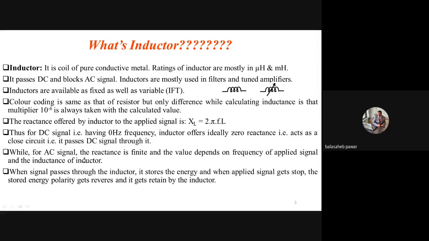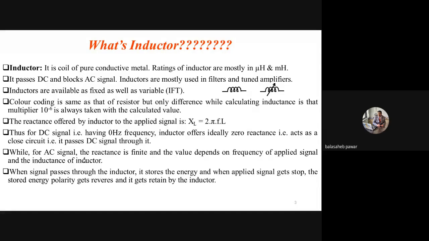Then color coding, again it is somewhat the same. Even the standard available inductor somewhat looks like a resistor. That color coding is also the same as that of a resistor, but the only difference while determining the inductance of that inductor is that we have to take the multiplier 10 raised to minus 6 compulsorily, right? In case of a capacitor, what we discussed was that the compulsory multiplier was 10 raised to minus 12, that is pico, is it? In case of an inductor, the compulsory multiplier is micro, that is 10 raised to minus 6.